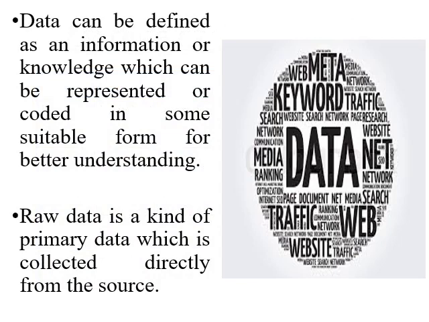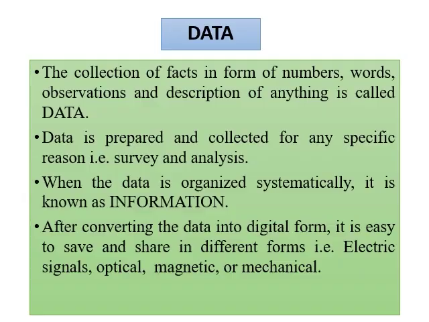Data can be defined as information or knowledge which can be represented or coded in some suitable form for better understanding. Raw data is a kind of primary data which is collected directly from the source. The collection of facts in forms of numbers, words, observations, and description of anything is called data. Data is prepared and collected for any specific reason, that is survey and analysis. When the data is organized systematically, it is known as information.